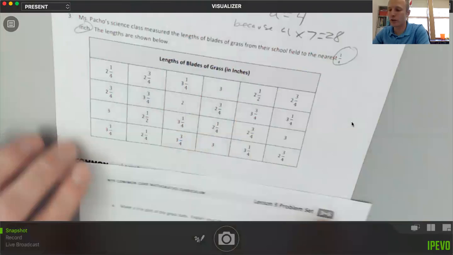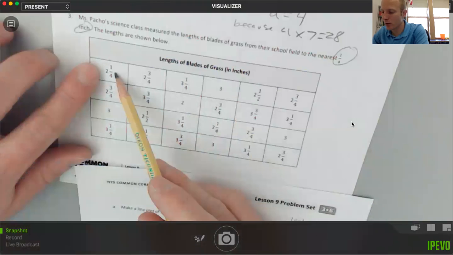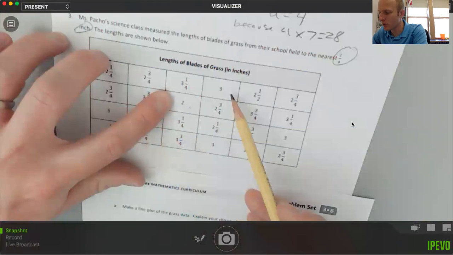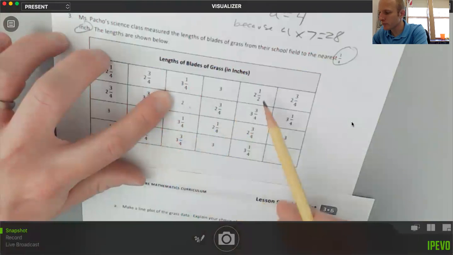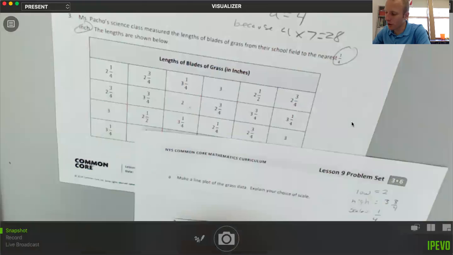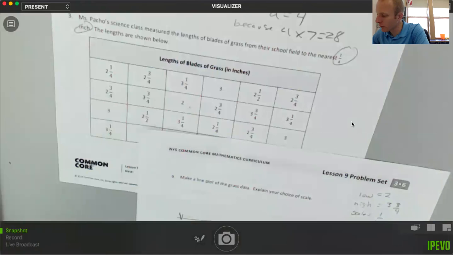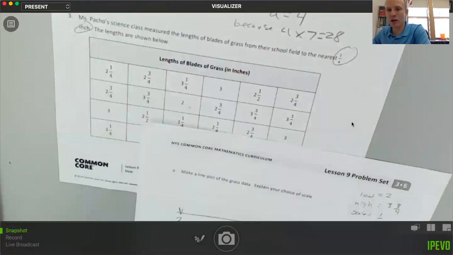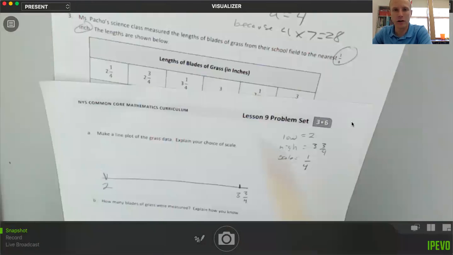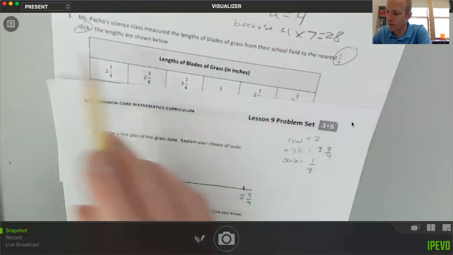Now I have to go to the lowest. Okay, 2 1/4 is the lowest. 2 is now the lowest. Okay, 2 is the lowest. So I'm going to start at 2, and I'm going to end at 3 3/4. And I know that I'm going to make marks at each quarter, or each 1/4, because they told me that in the problem. They say it right here, to the nearest quarter inch.